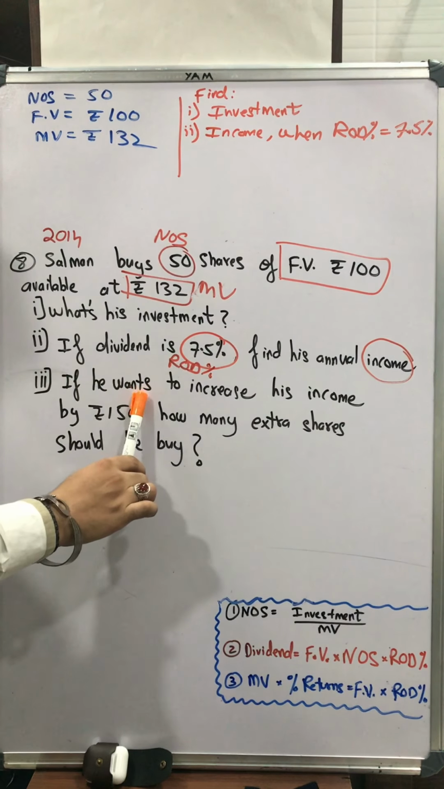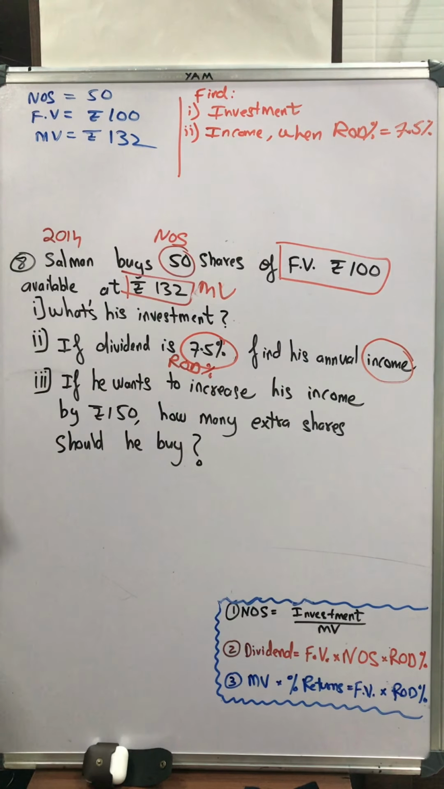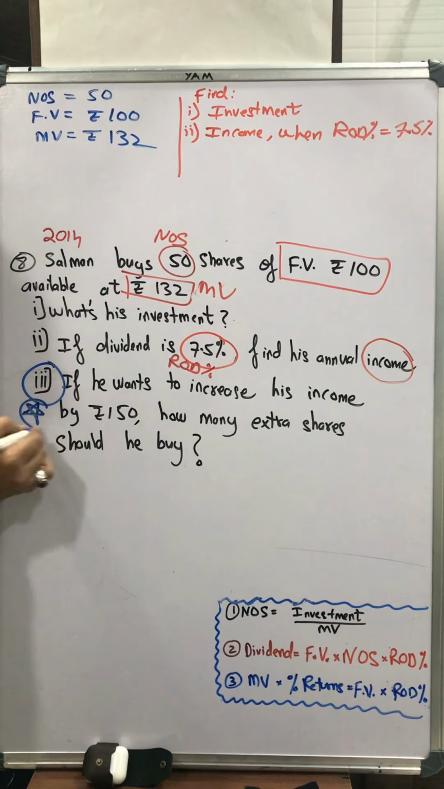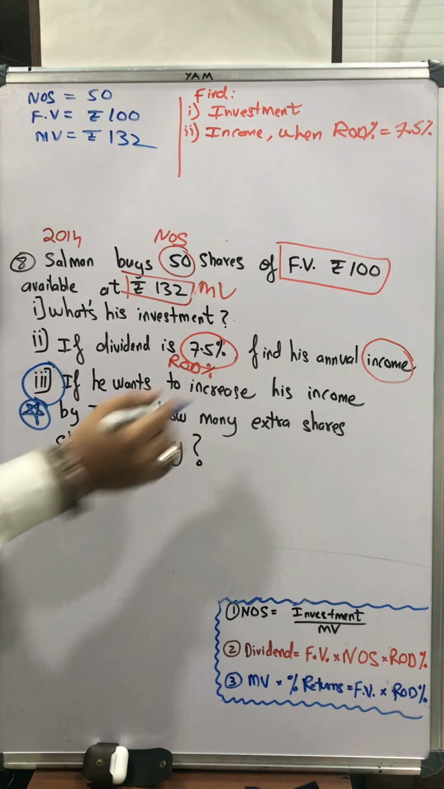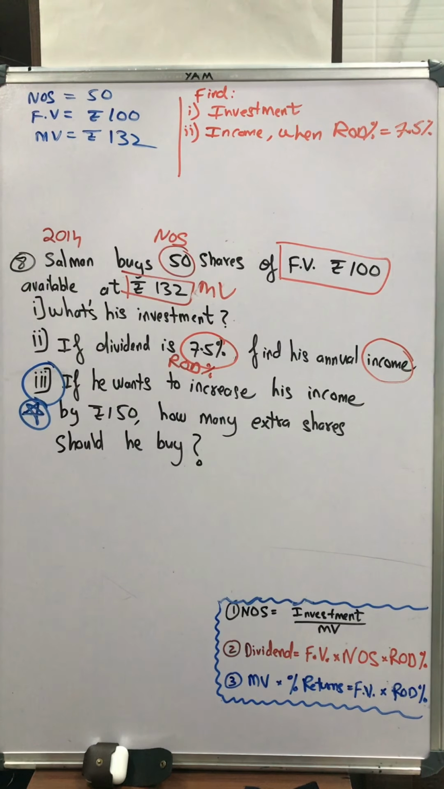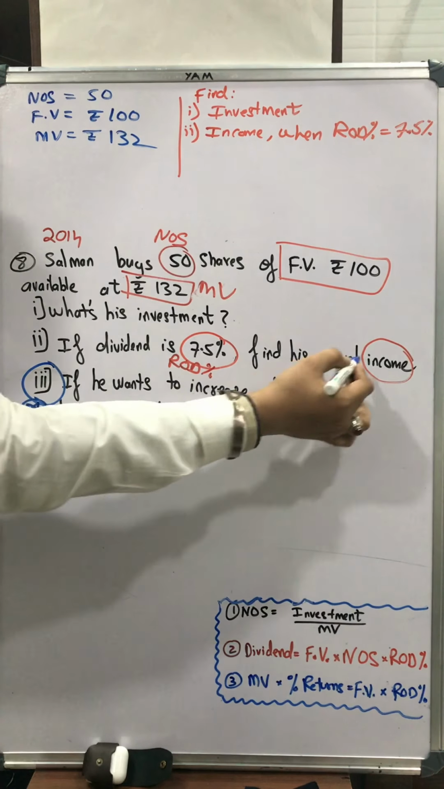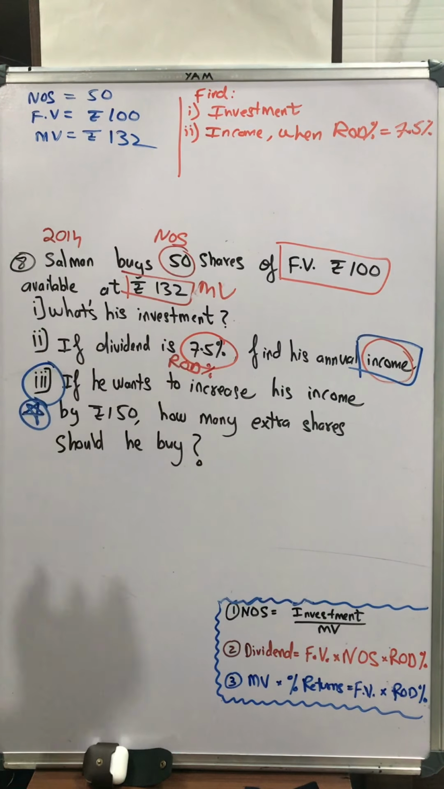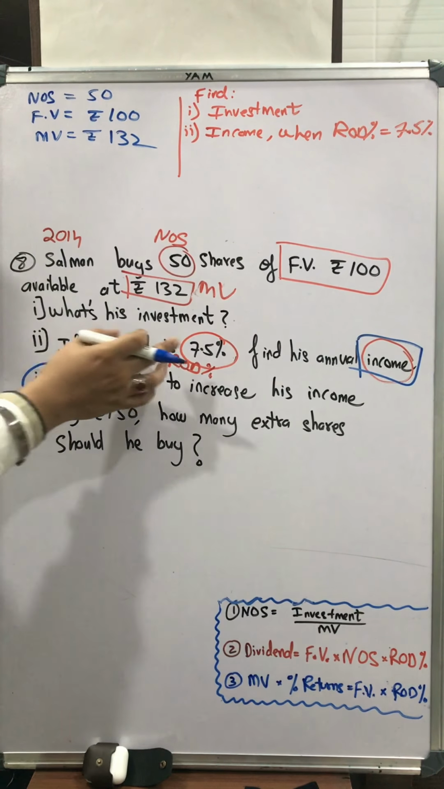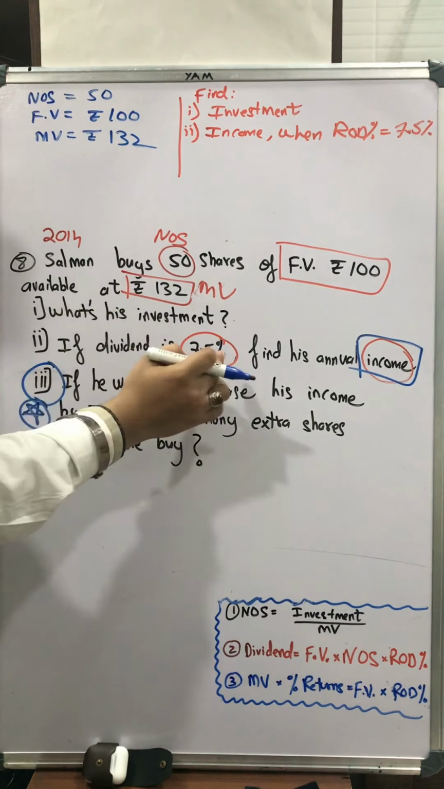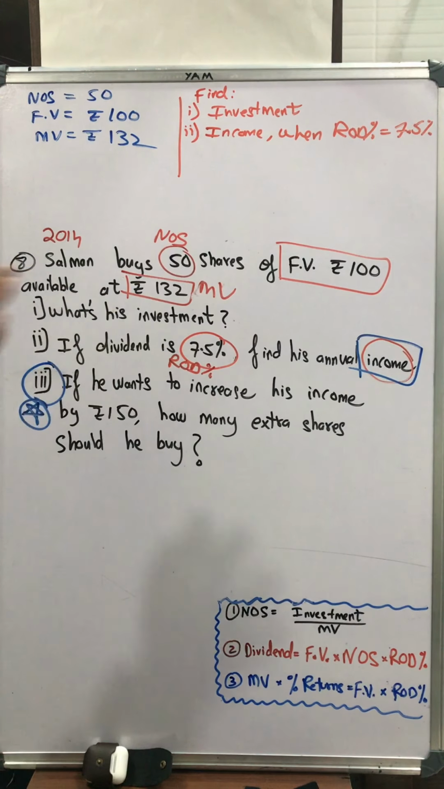Next, if he wants to increase his income. Okay, students, this is very, very, very important. Because of this sub question 3, I selected this question. If he wants to increase his income by rupees 150. Which income? The income which we are calculating in the second part with the rate of dividend 7.5%. Be careful of that. That's the consideration which we have to consider. By the rate of dividend 7.5%, in the second sub question I will calculate the income. Okay, whatever the income will be.